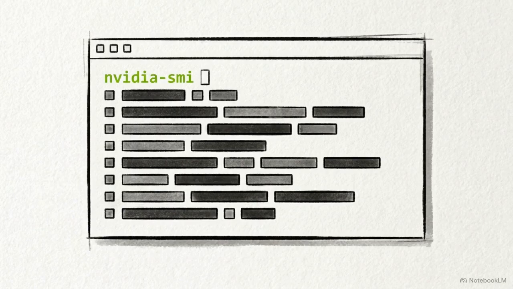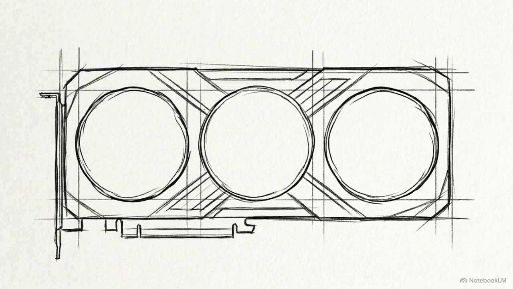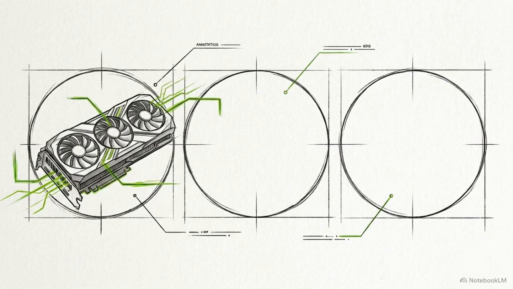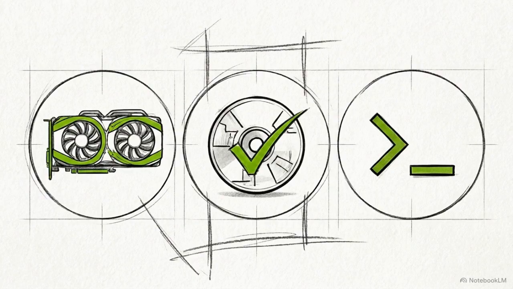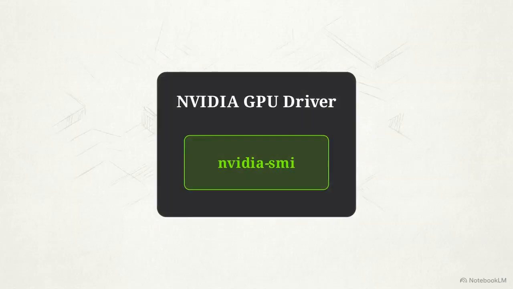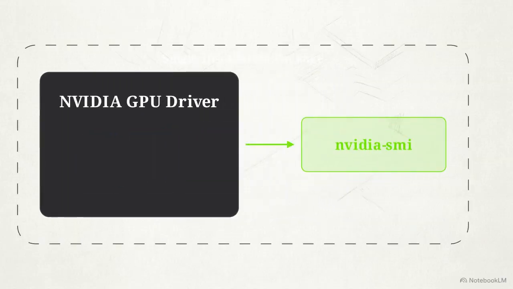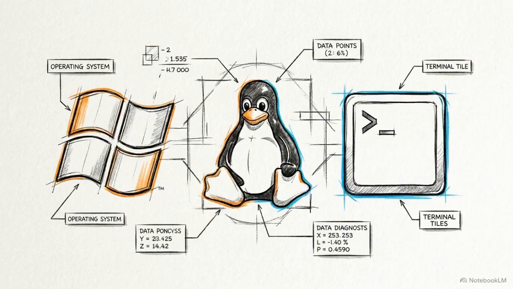For that, we use a built-in utility called NVIDIA-SMI, which stands for System Management Interface. You only need 3 things to start pulling this telemetry: an NVIDIA GPU, your installed drivers, and a command line interface. Because it is a core utility, it installs automatically with your drivers. There are no third-party downloads required, whether you are on Windows, Linux, or the Windows Subsystem for Linux.